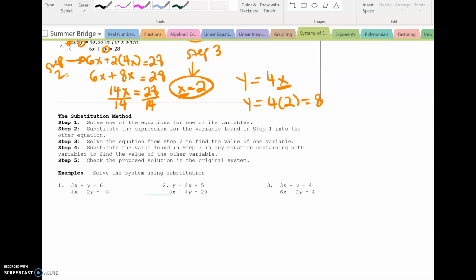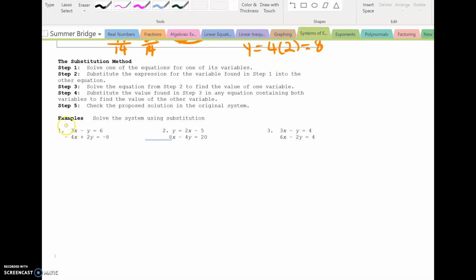Okay, step 4. Substitute the value found in step 3 in any other equations containing both variables to find the value of the other variable, which we did right over here. And then step 5 is to check the proposed solution in the original system. So I didn't actually do that, but we are going to do that with the next set of examples so that you're able to see.